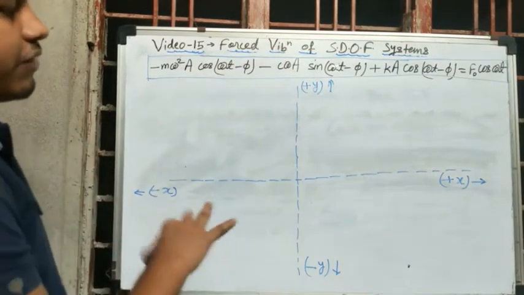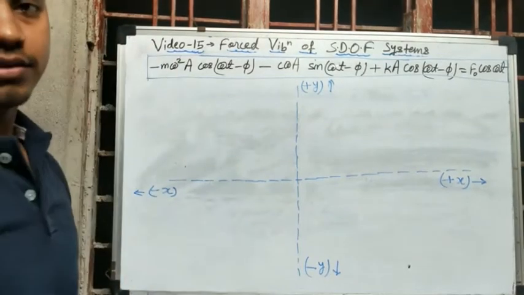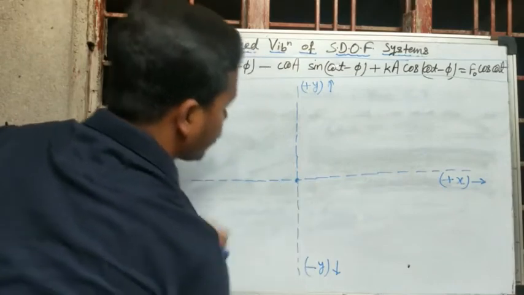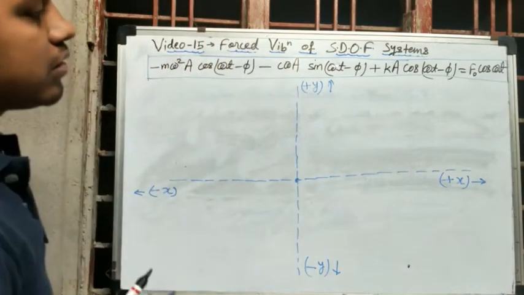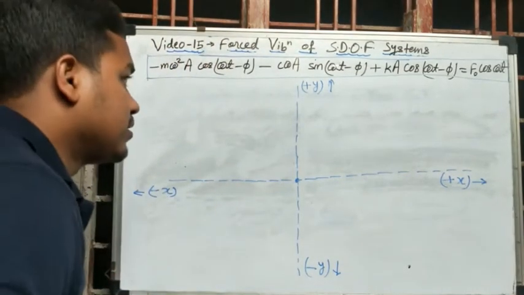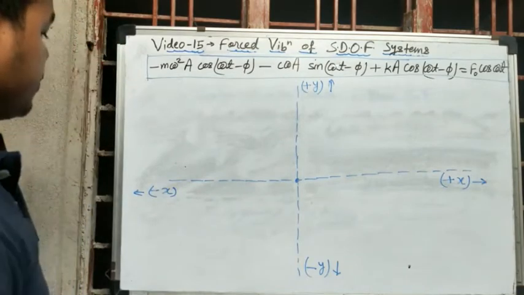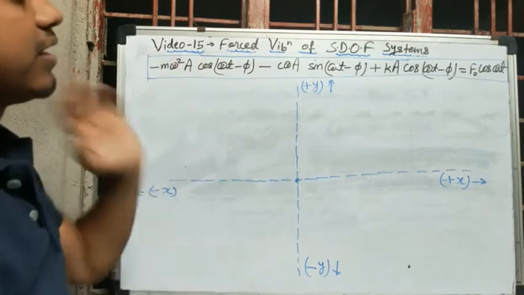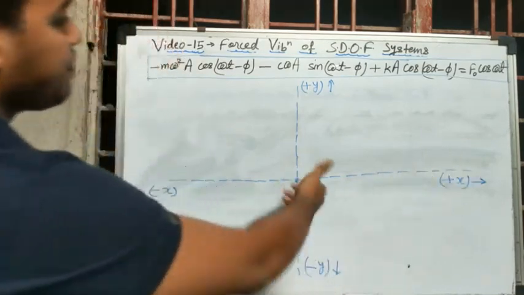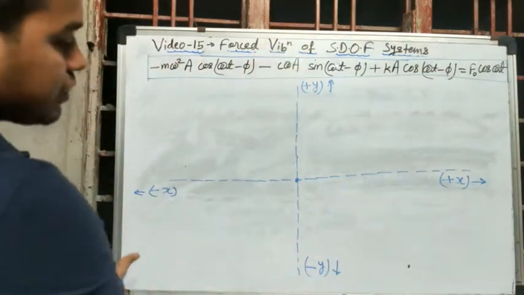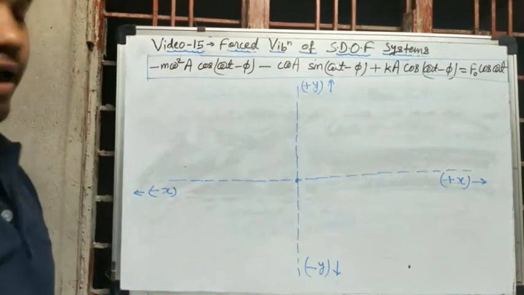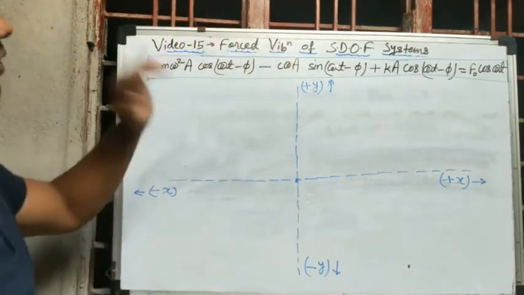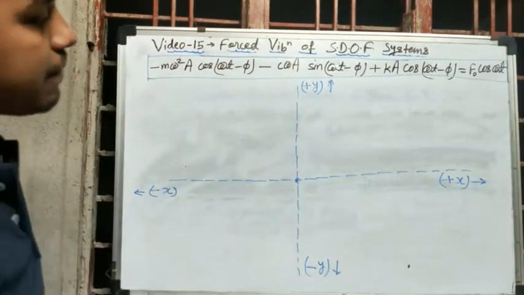Now to draw all the vectors, I should have a reference line. This is your origin, this one. So you can take any of these 4 lines as the reference line. Either plus x you can take, either plus y, either minus x, minus y also you can take. Any one line you should take as a reference line to draw all the vectors, 4 vectors, right?